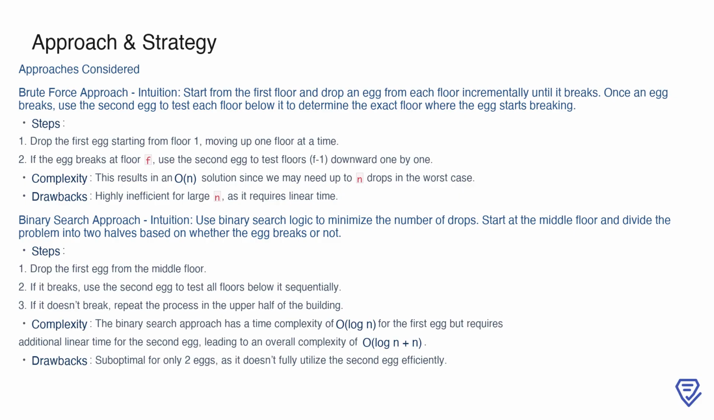Another approach is to use binary search. The intuition here is to divide the floors into halves, starting at the middle floor and dropping the first egg. If it breaks, the second egg tests the floors below sequentially. If it doesn't break, we repeat the process in the upper half. While this approach reduces the number of drops for the first egg to O(log n), it still requires additional linear scans for the second egg, making it suboptimal for this problem. Both these methods fail to fully optimize the use of the limited 2 eggs, especially for larger buildings, highlighting the need for a more efficient strategy.